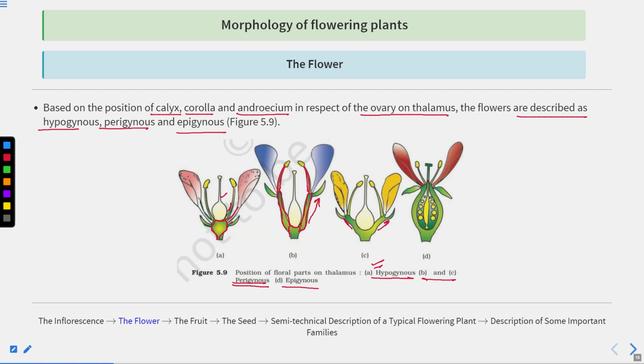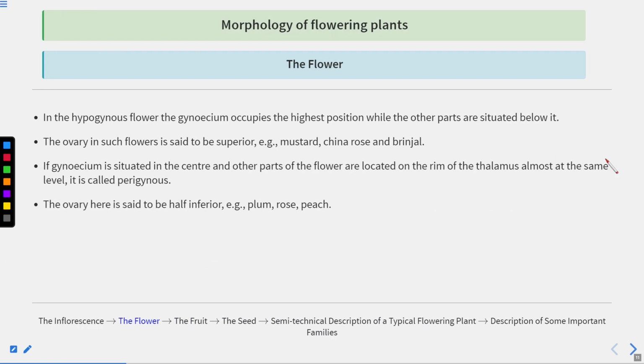Okay, now epigynous. Now here what you see, the ovary part is embedded inside this thalamus, right? So in hypogynous, the gynoecium occupies the highest position while the other parts are situated below it. So generally we are seeing the position of the gynoecium in these three different types of flower. Hypogynous flower means the gynoecium occupies the highest position while other parts are situated below it.